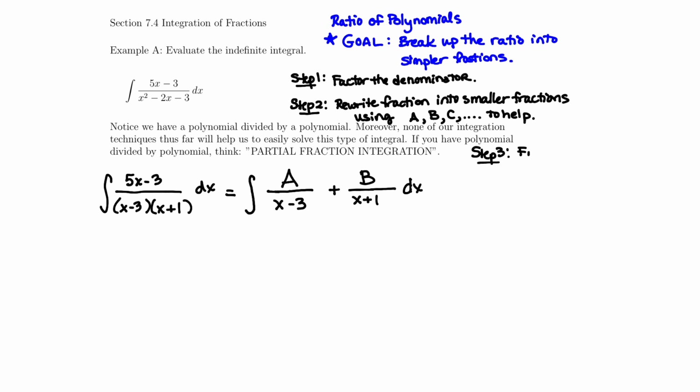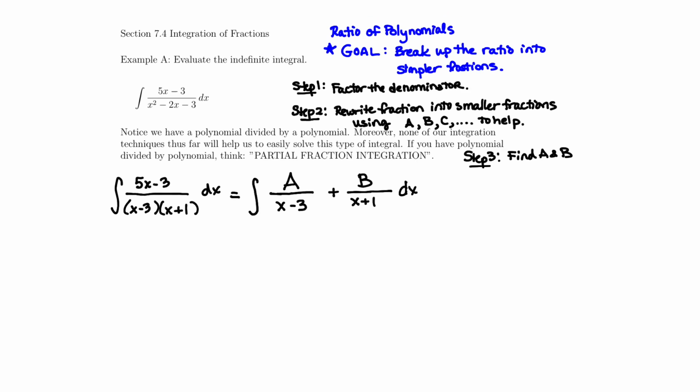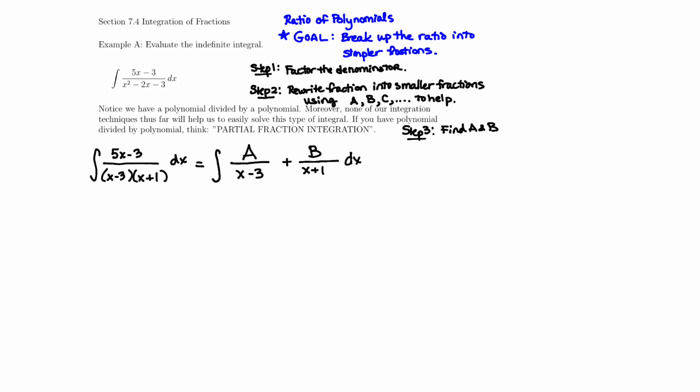It doesn't even use any calculus. It doesn't use any derivatives. It uses algebra. All we're going to do now is use algebra to find A and B. Are we okay so far? See the big goal: we're taking a big complex fraction and making it into smaller fractions.